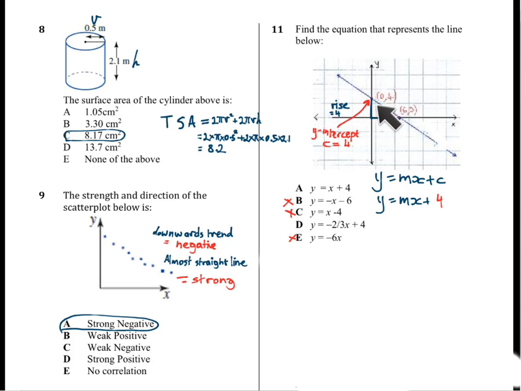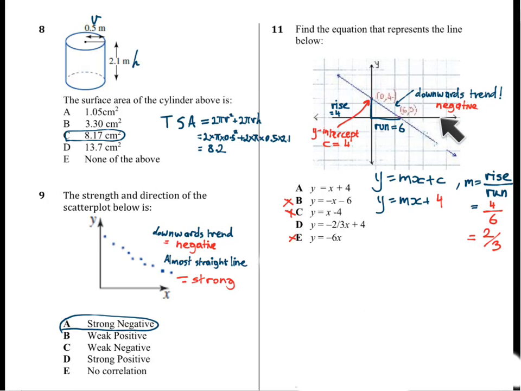So I can draw a little right angle triangle here, and I can measure a rise of 4, and I can measure a run of 6. So the gradient is rise divided by run, 4 over 6, which is the same as 2/3, 2 over 3. Now, have a look at the trend. It's going down, so it's a negative. Downward trend, so it means it's a negative.